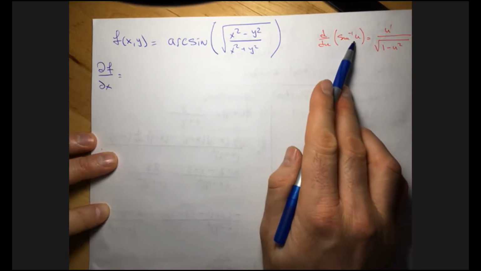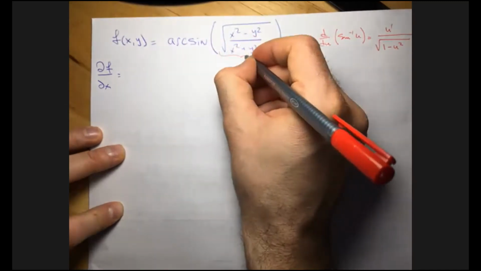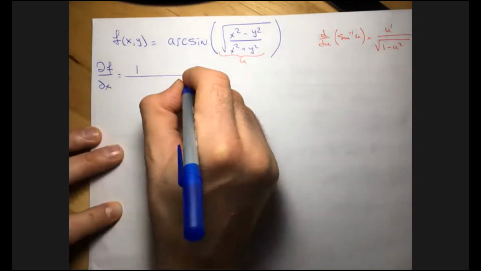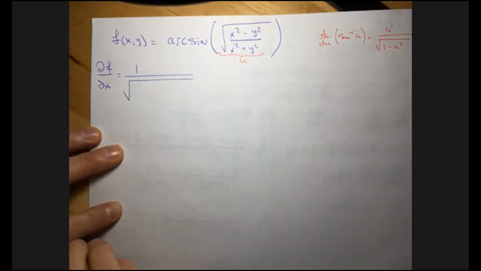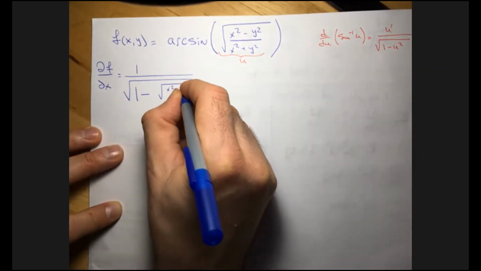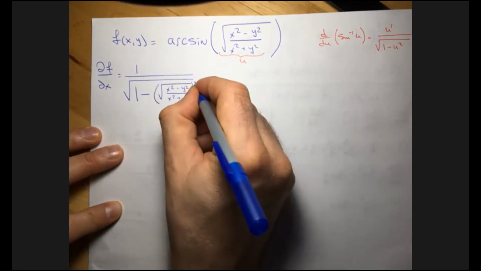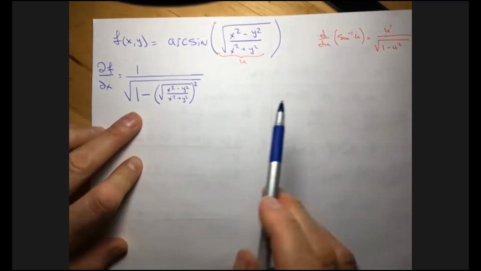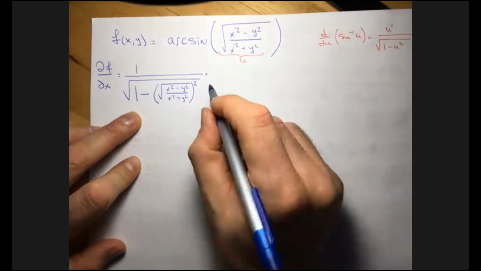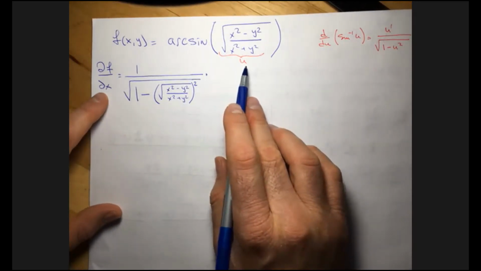Derivative of arc sine of u, whatever function u is, and this is obviously our u, right? It's equal to 1 over square root of 1 minus u squared. That's square root of x squared minus y squared over x squared plus y squared, squared. That's 1 over square root of 1 minus u squared times u prime. But be careful now with respect to x.